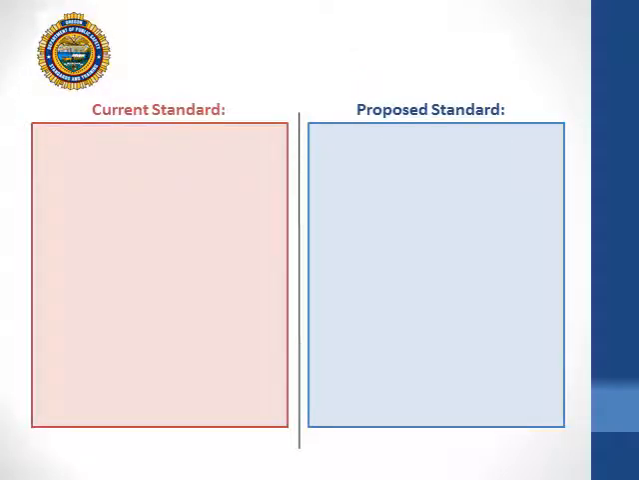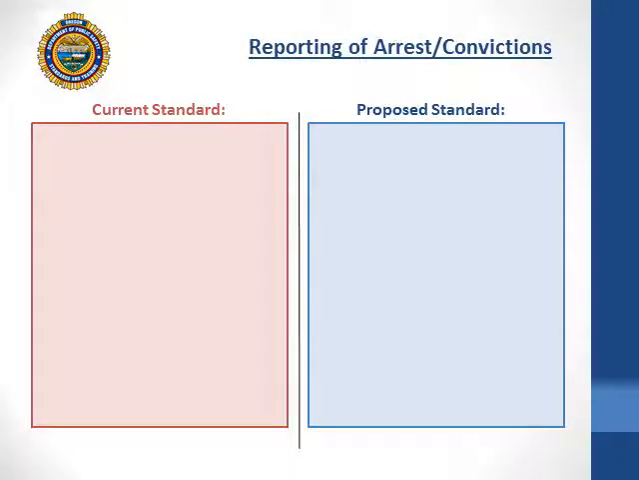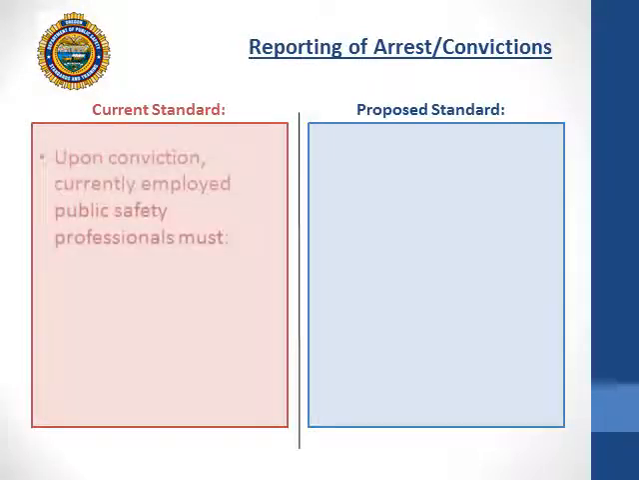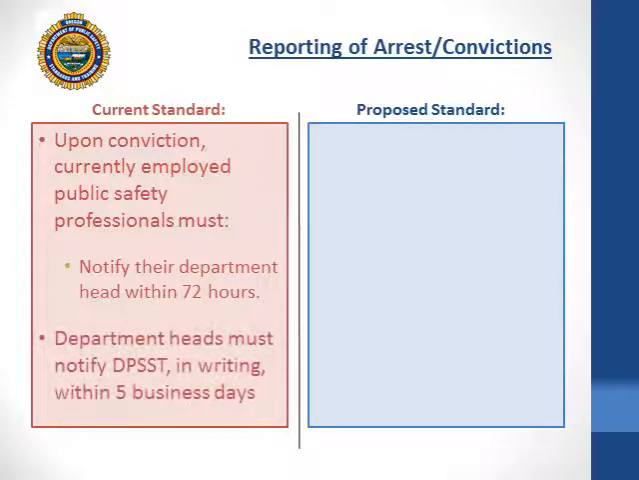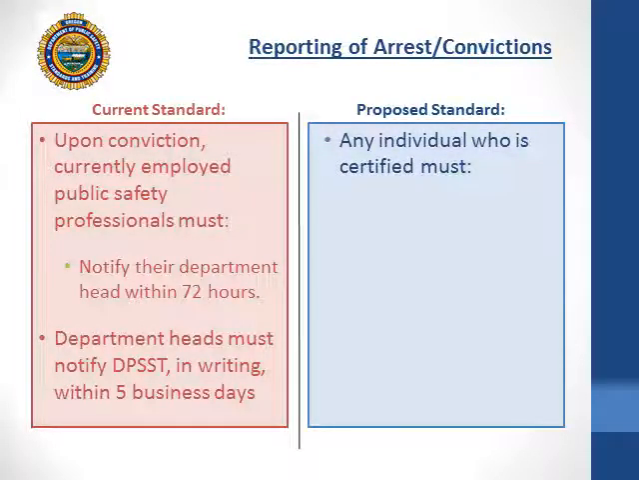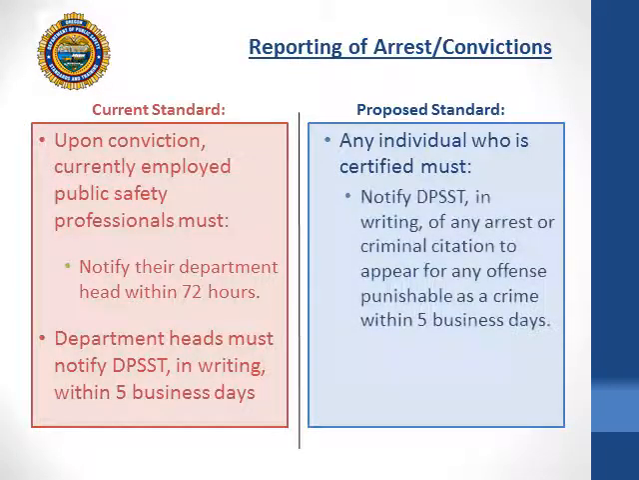Another recommendation surrounds the requirement that DPSST be notified of arrests and convictions. The current standard requires that employed public safety professionals notify their department head upon conviction of a crime within 72 hours of being convicted. The department head then has the responsibility of notifying DPSST in writing within 5 business days. Under the proposed standard, all public safety professionals, whether they are employed or not, are responsible to report any arrest or criminal citation to appear to DPSST within 5 business days. Please note, this notification does not replace any responsibilities to report arrests or citations to your employer.